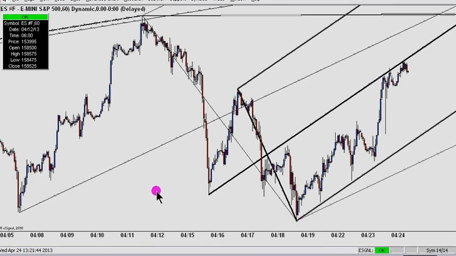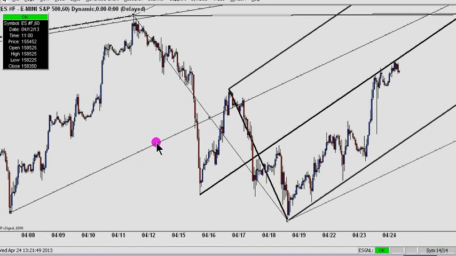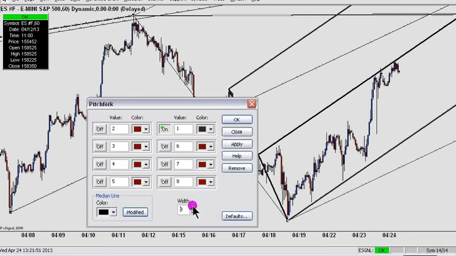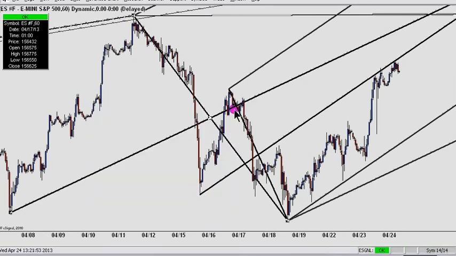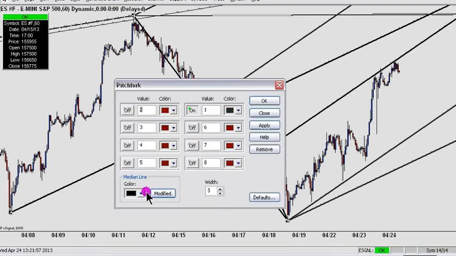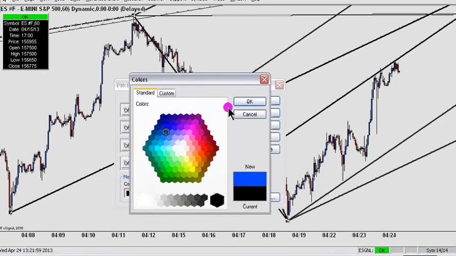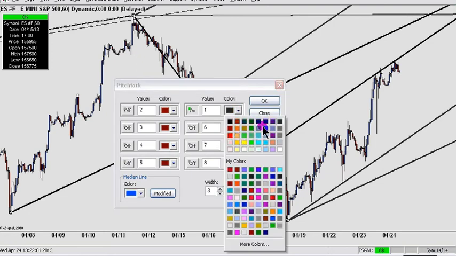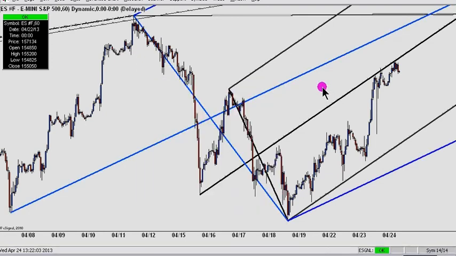This is obviously the next fork, and if we're going to take out this previous high here, this is the fork we need to now look at and see how that's going to interact with price. We'll just change that to another color, blue. There we go. Spot on. Okay, so that's where we're heading.